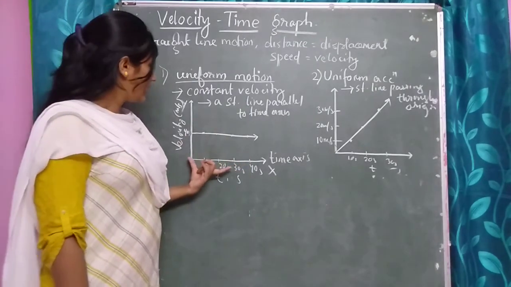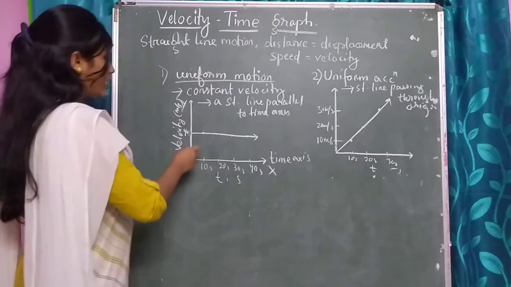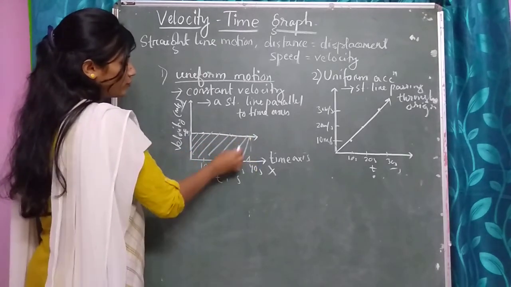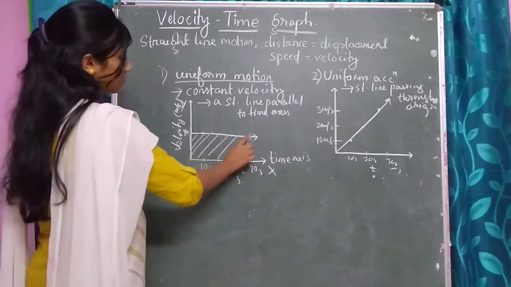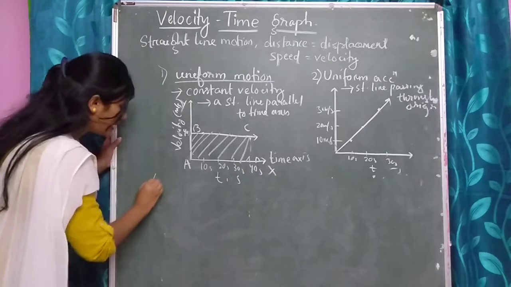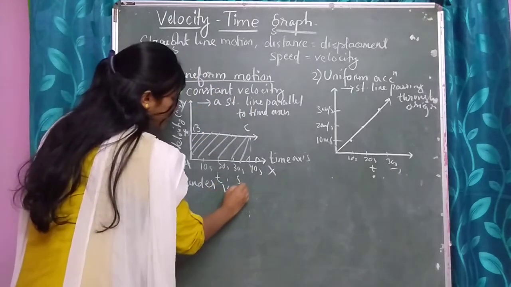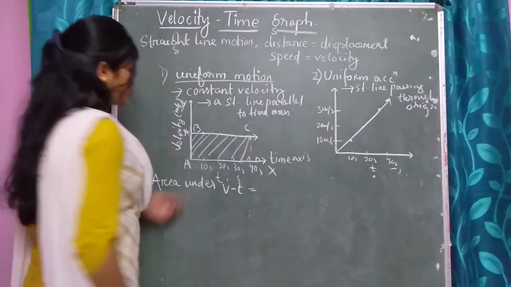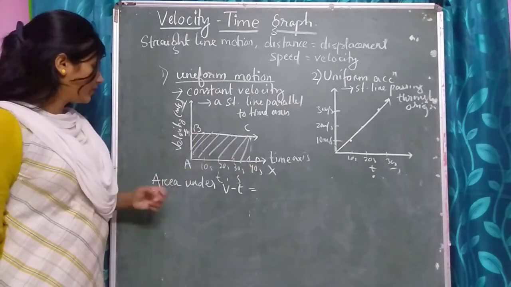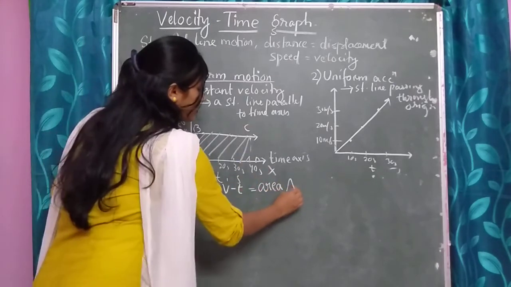So from this graph we can find out some parameters. Let us try to find out the area under this graph. Within 40 seconds, the area covered by this graph is A, B, C, D. So what is the area under the V versus T graph? Here you can see that the area under this graph is A, B, C, D.